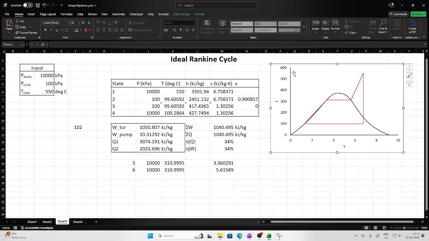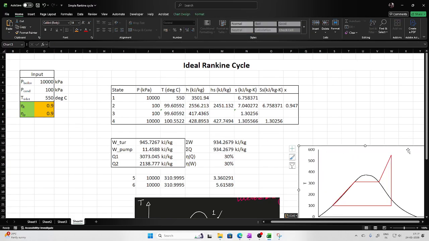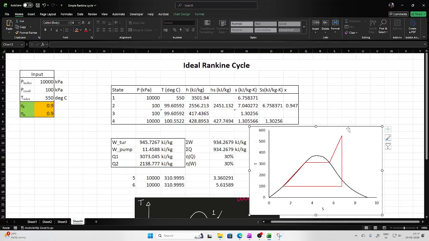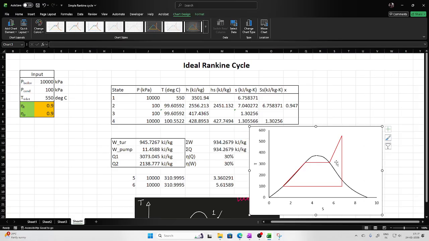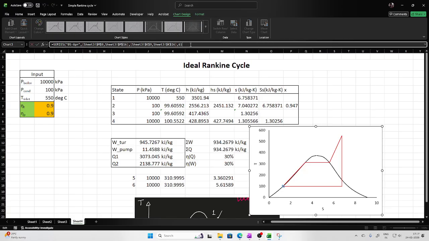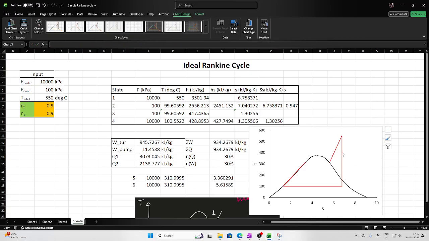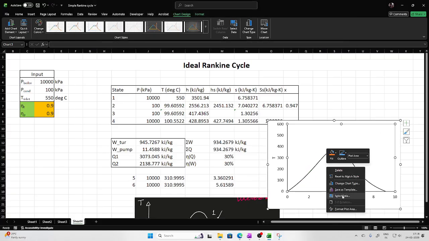Now if you want to draw the cycle, let us copy this and bring it here. We will be plotting each and every point so that you can get the cycle. First things first, we have to plot h1 minus h2.